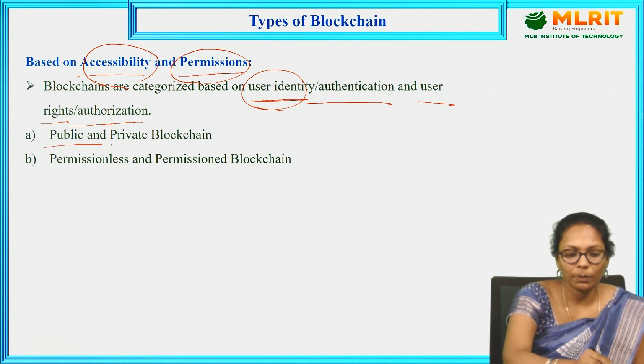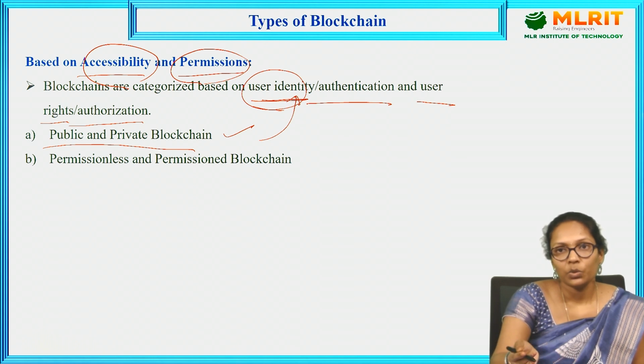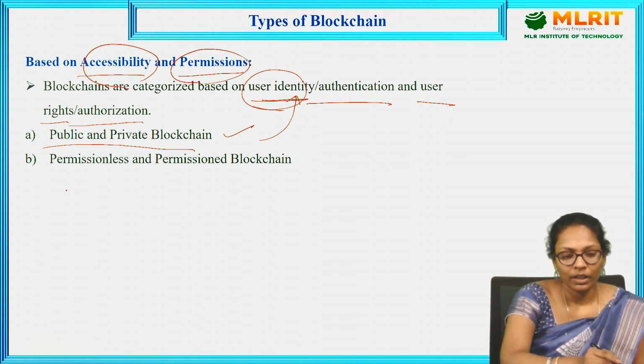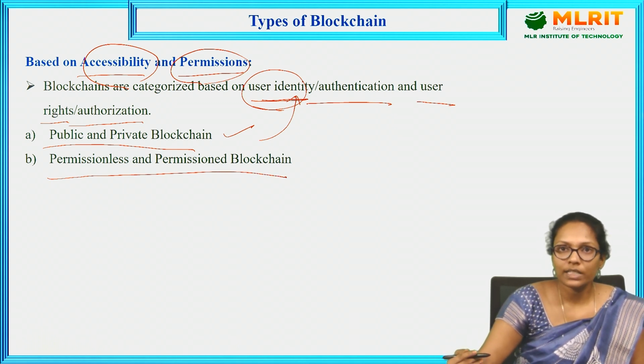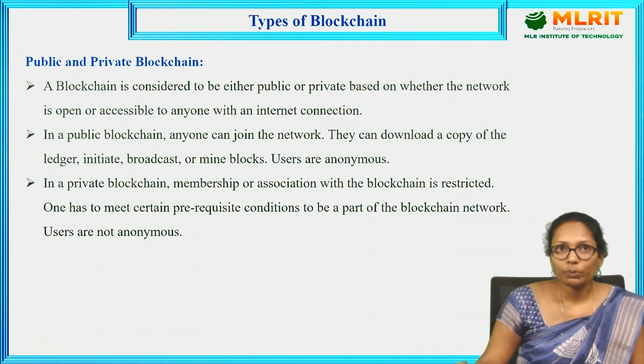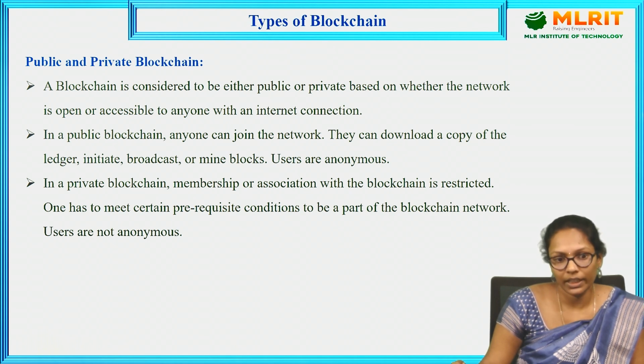The first one is public and private blockchain, based on the user identity, whether the user identity is public or private. And based on the user rights, it is divided into two categories, permissionless and permissioned. So whether the blockchain is a permissionless blockchain or a permissioned blockchain. Coming to public and private, the name itself tells us that the public blockchain is open. That means anyone can join the network. Coming to the private blockchain, it is restricted to only specific users.